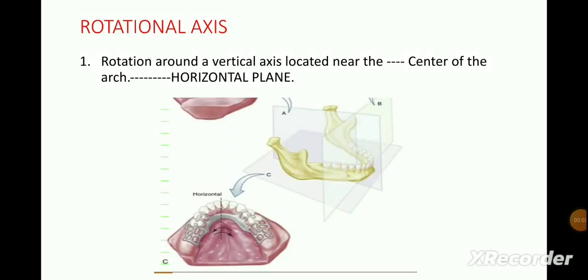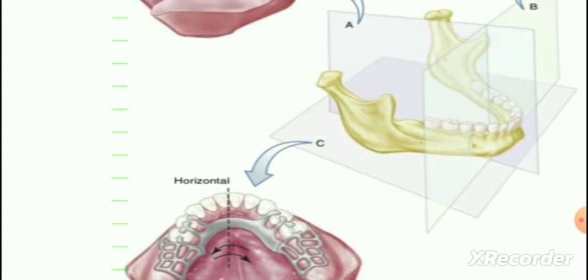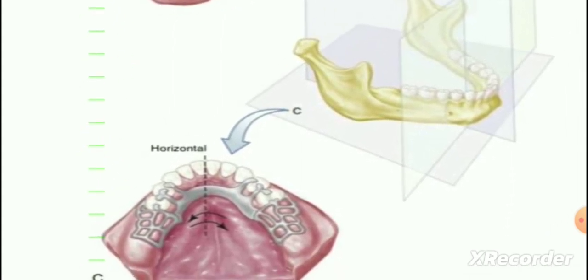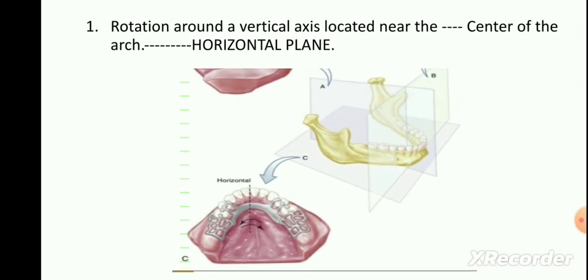Today's topic is rotational axis. There are three types of rotational axis. First is the rotation around the vertical axis, which is located near the center of the arch. This is in the horizontal plane. Now where is the horizontal plane? Number C is the horizontal plane here. This is the horizontal plane.